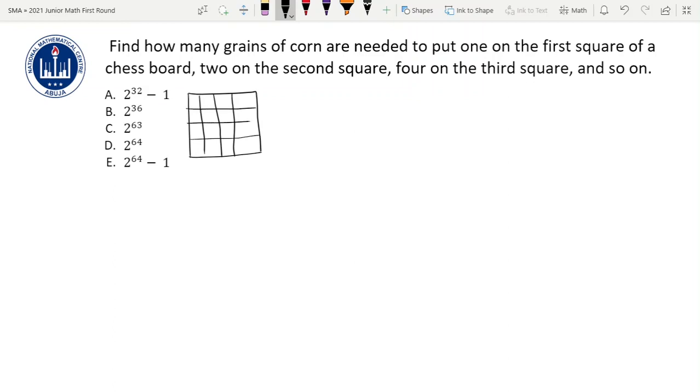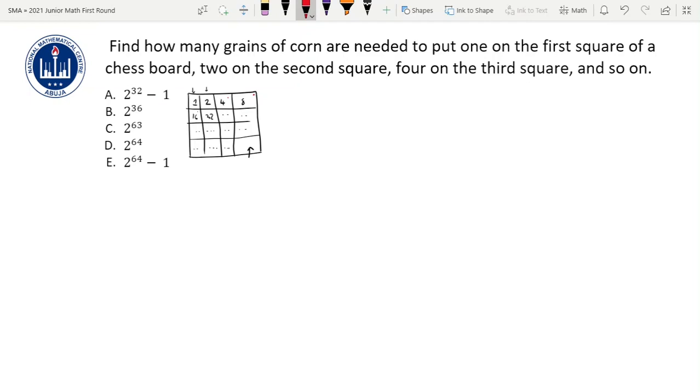On this first square here, we'll have just 1 grain of corn. This second square will have 2. On this one we'll have 4. We'll have 8, 16, 32, and then we'll keep increasing the number of grains of corn by multiplying the previous one by 2. Here, 1 is 2 raised to the power 0. The number of corns here is 2, which is 2 raised to the power 1. The one here is 2 raised to the power 2. This one is 2 raised to the power 3.